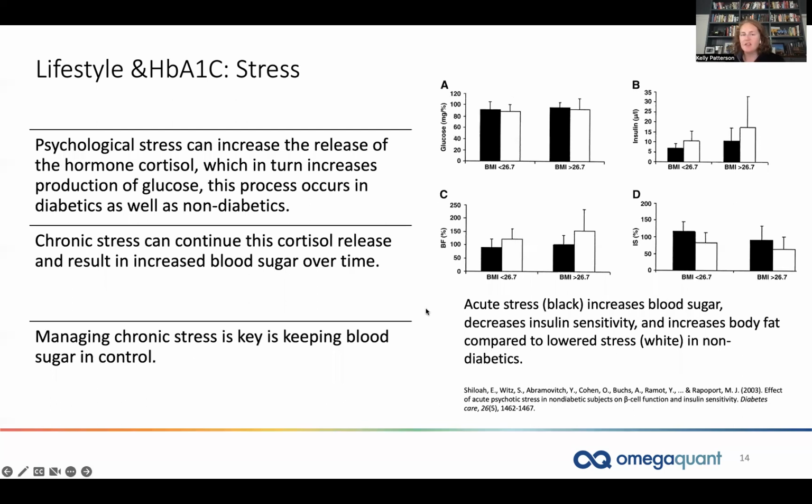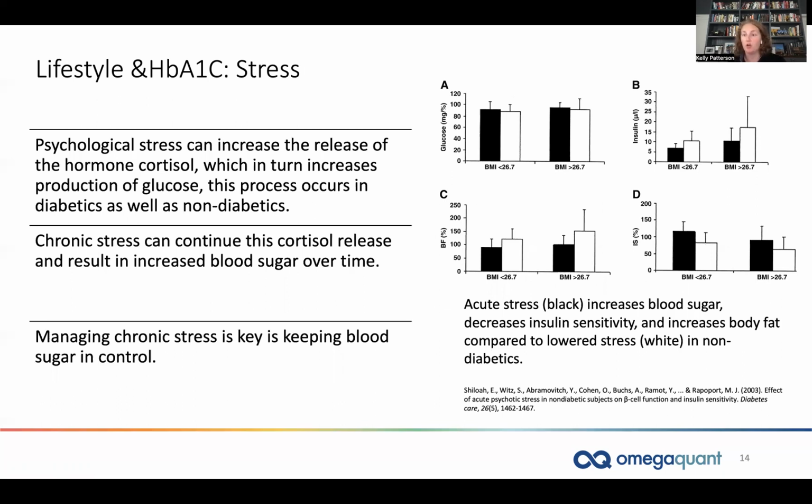Stress is our last lifestyle factor we're going to talk about. Psychological stress can really increase the release of the hormone cortisol, which in turn increases the production of glucose. This process occurs in diabetics and non-diabetics. So when we are stressed, our body pumps out a little extra cortisol, which cortisol's main function is to increase our glucose production. That's all it does.